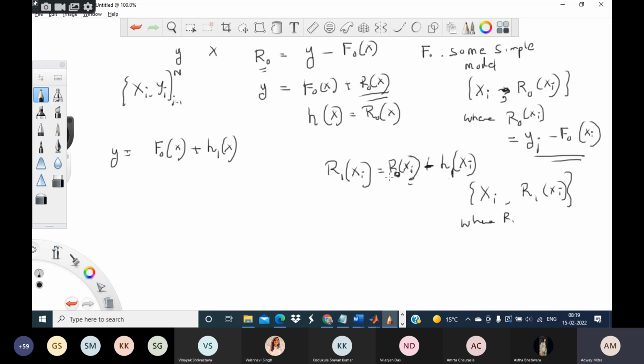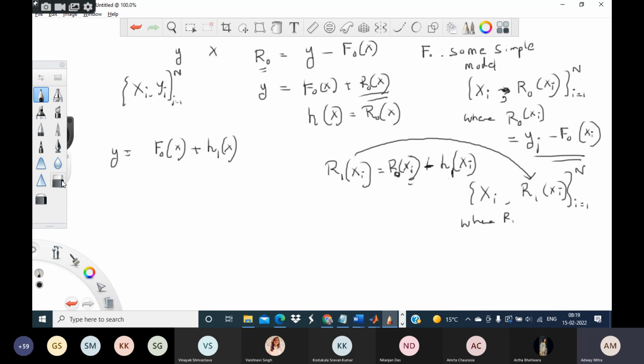R1 xi is defined as follows. This r1 just comes like this. So in every stage, you are using the same set of training points with the same feature vector, but their labels are changing. The initial labels were the actual labels. After that, we replace them by the first order residuals. Next, we are replacing them by the second order residuals. Okay, and now what will we do?